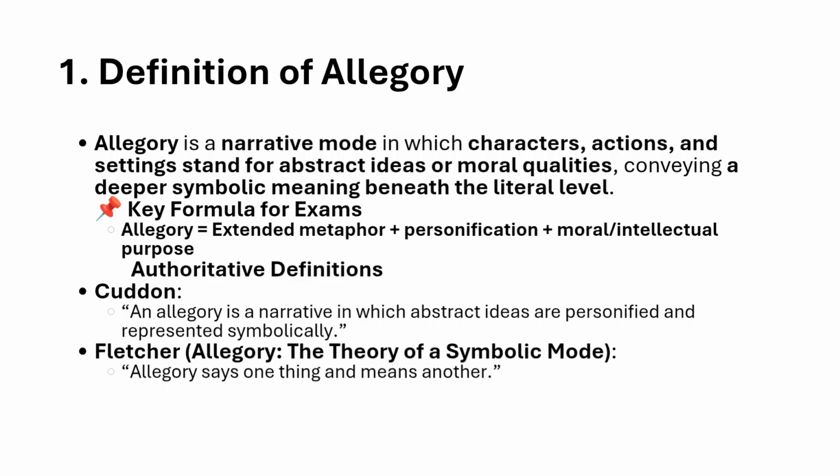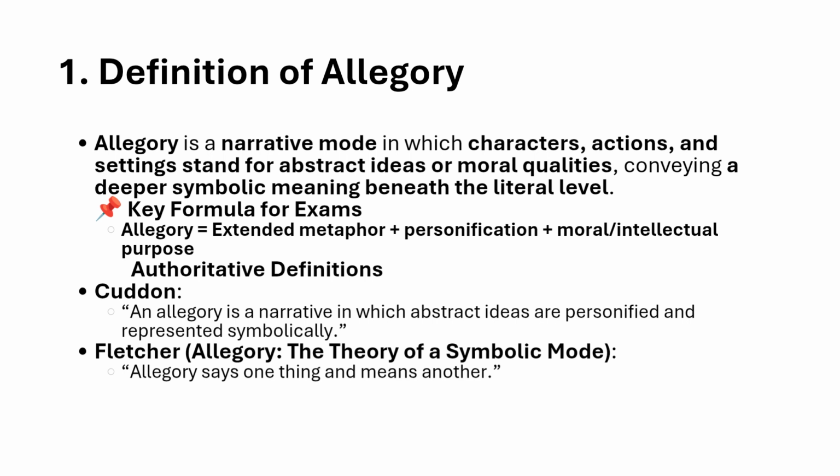Definition of allegory. First, let us understand what allegory means. An allegory is a narrative mode. That means it is a way of telling a story. In an allegory, characters, actions, settings do not remain just characters, actions, or places. They stand for abstract ideas or moral qualities. So, an allegory always has two levels of meaning. Literal meaning, the surface story. Symbolic meaning, the deeper idea hidden inside.